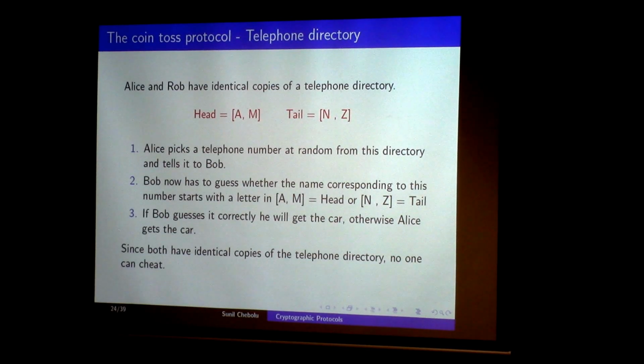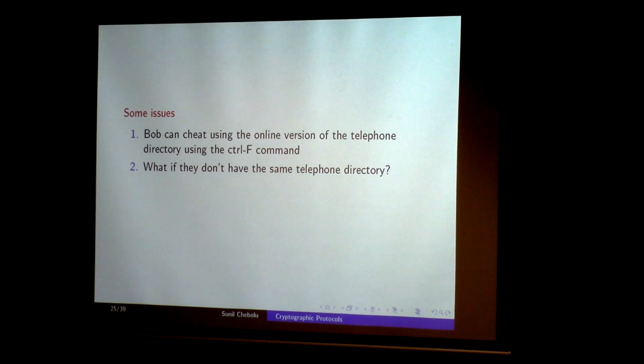So if Bob says heads, and then Alice says, I'm sorry, this is tails, then to prove that, she is going to tell the telephone name, and Bob can check whether she's lying or not, right? So this is a very simple protocol, and there's a computer science version of that using hash functions. But of course there are issues here, because if Bob can find the online version of the telephone directory, he can cheat quickly. Just use a Control F, and you'll find it quickly, right?